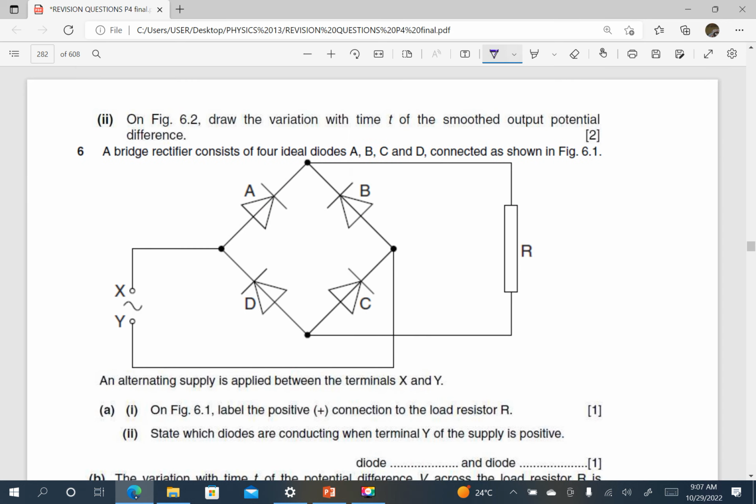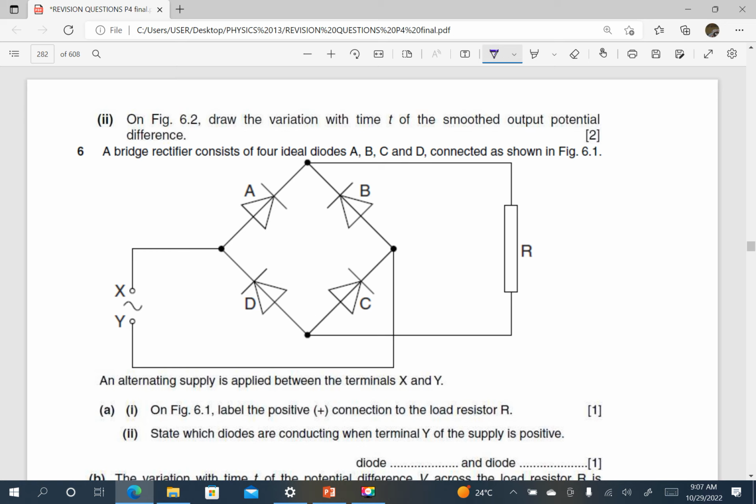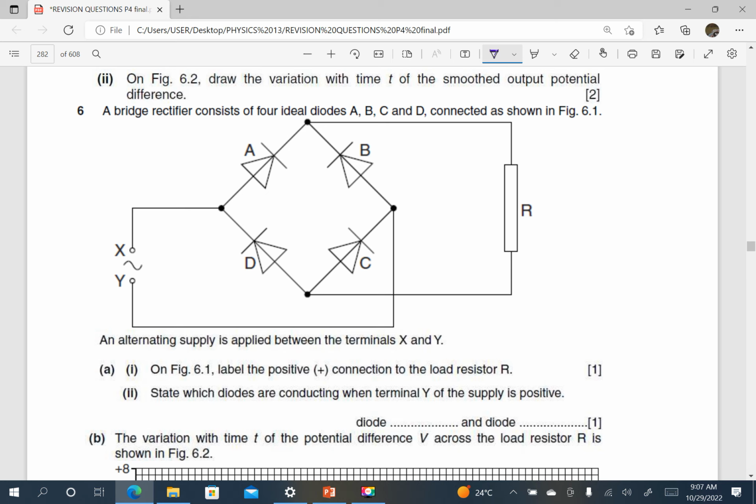A bridge rectifier consists of four ideal diodes A, B, C, D connected as shown in the figure. An alternating supply is applied between the terminals X and Y. On the figure, label the positive connection to the load R. So we move around. If this is positive and this is negative, this one will conduct and it can't take this route, so it will just take that route. So it enters from the top.